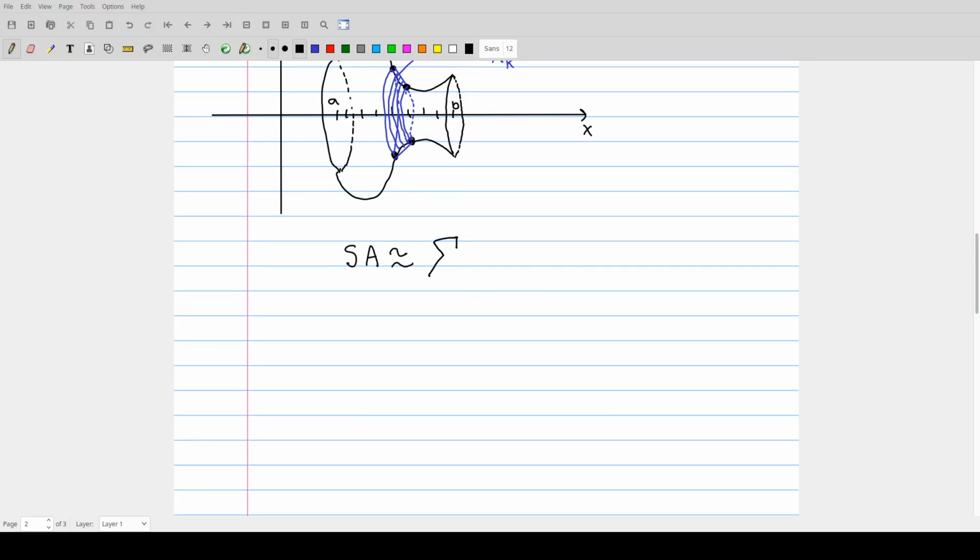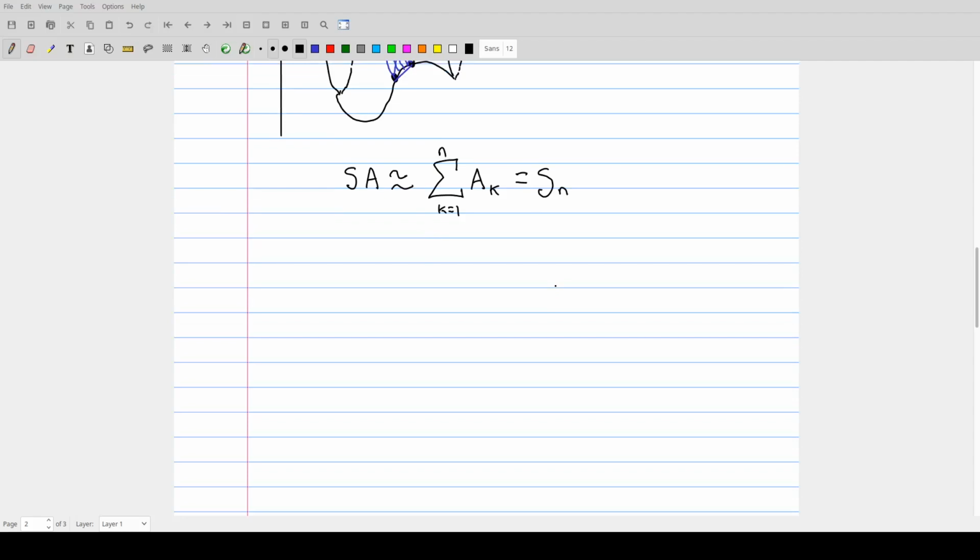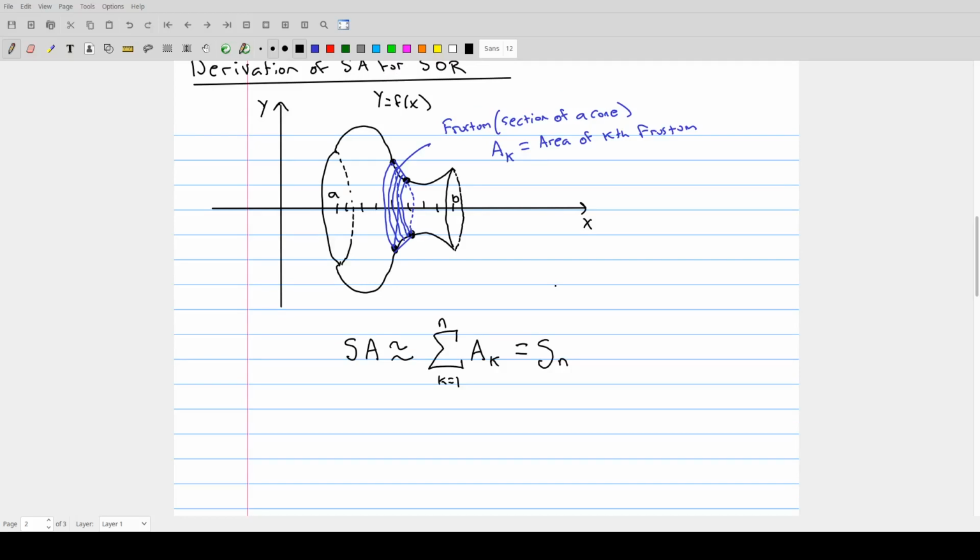So the sum from k equals 1 to n of these AKs is an approximation to the actual total surface area of the surface. So we'll call this equal to capital S n, because this is the Riemann sum for the problem that we're looking at right here. We need to find a correct expression for these AKs in terms of the values of the function, and it'll actually depend on the derivative of the function as well, just like the formula for the arc length did. So we want to express each one of these AKs in terms of the function and its derivative, and get a correct expression that we can take the limit of as n goes to infinity. And just like for the arc length formula, we're going to get a nice integral formula for the surface area of this surface of revolution.